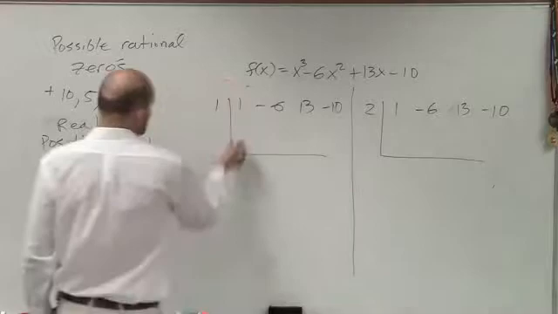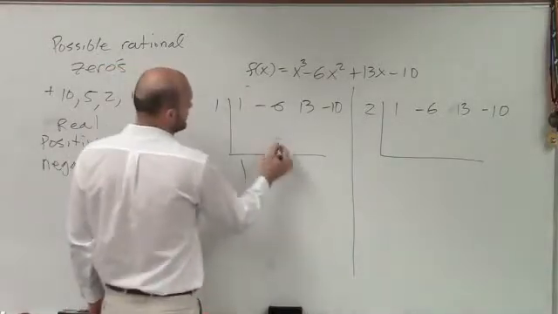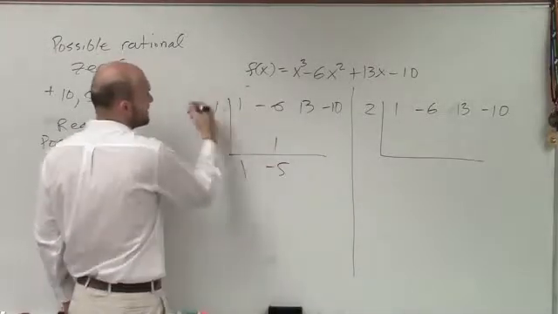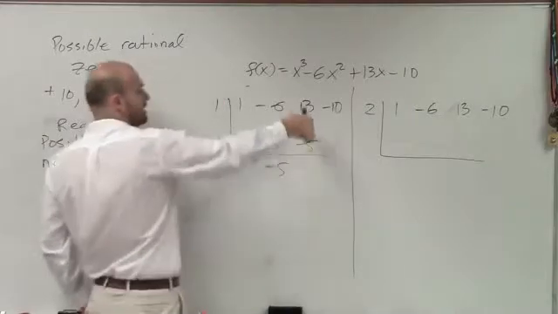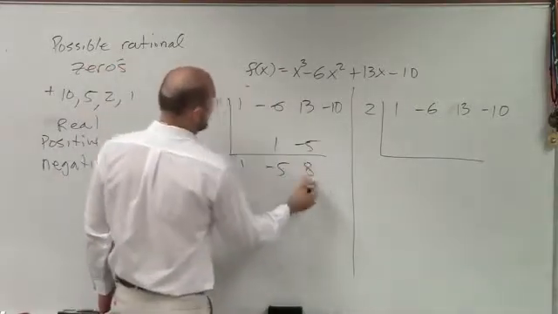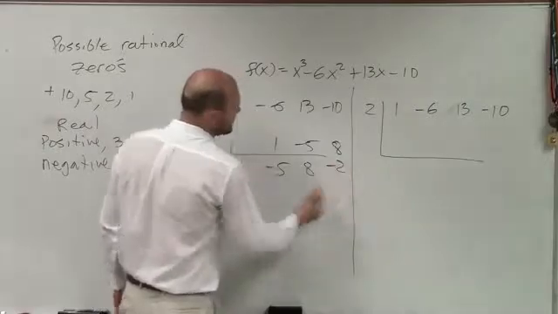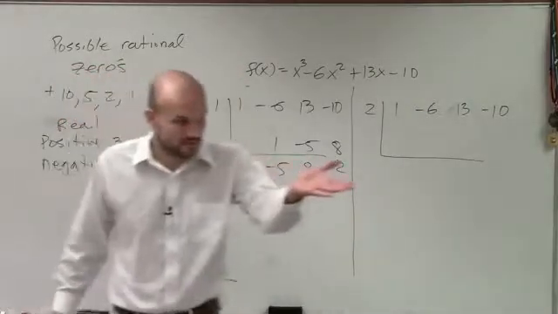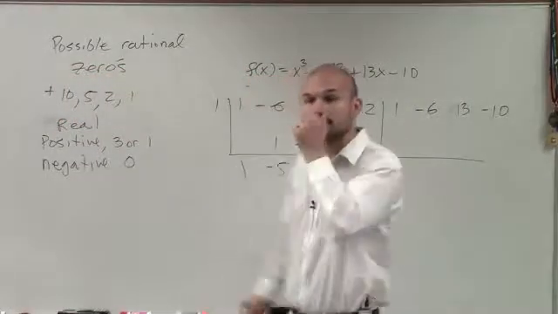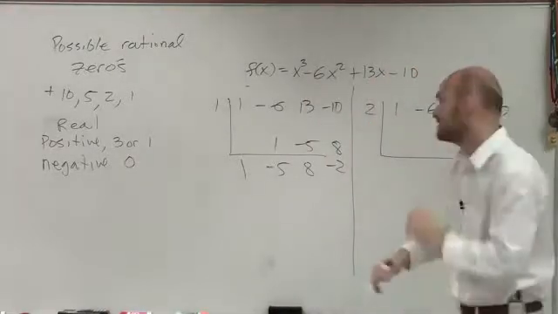So let's do a quick synthetic division. Bring down 1. 1 times 1 is 1. That becomes a -5. -5 times 1 is -5. That's going to be 8. 8 times 1 is 8. -2. So is 1 a zero? No, it's not. If I factor it back, I don't have to do that. I'll talk about it in just a second.